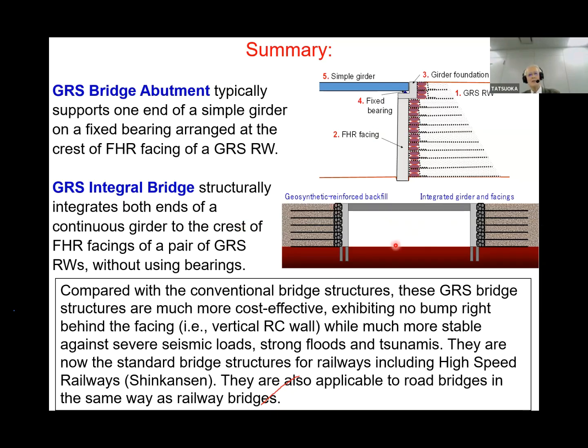Compared with conventional bridge structures, these GRS bridge structures are much more cost-effective, exhibiting no bump right behind the facing, while much more stable against severe seismic moves, strong floods, and tsunami. They are now standard bridge structures for railways, including high-speed railways, Shinkansen. They are also applicable to road bridges in the same way as railway bridges.